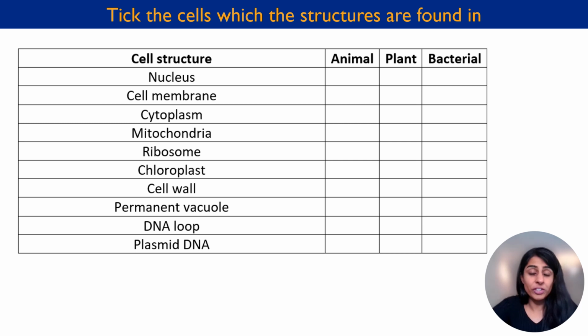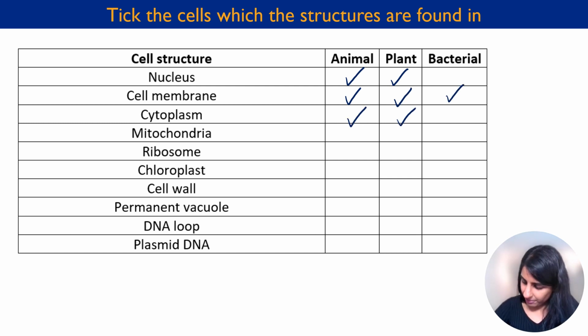Next task then is for you to tick the cell structures and where they're found. So tick where they are found in an animal, plant or bacterial cell. Pause the video to give it a go, and then play when you're ready to go through the answers. Nucleus is found in an animal and plant cell. Cell membrane in all 3. Cytoplasm in all 3. Mitochondria and ribosomes are found in animal and plant cells.